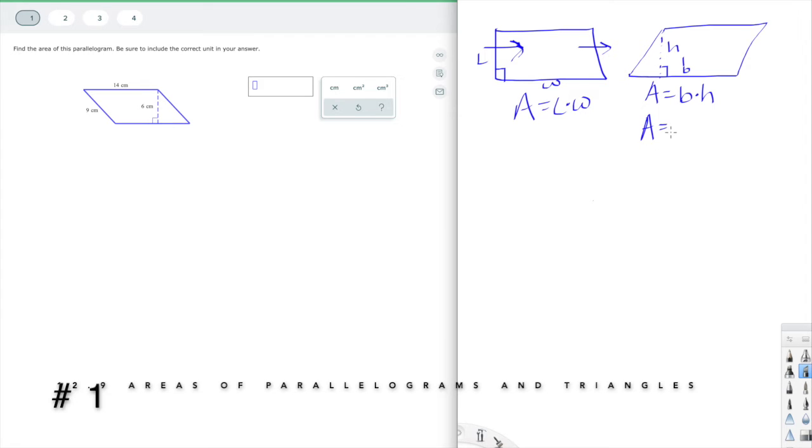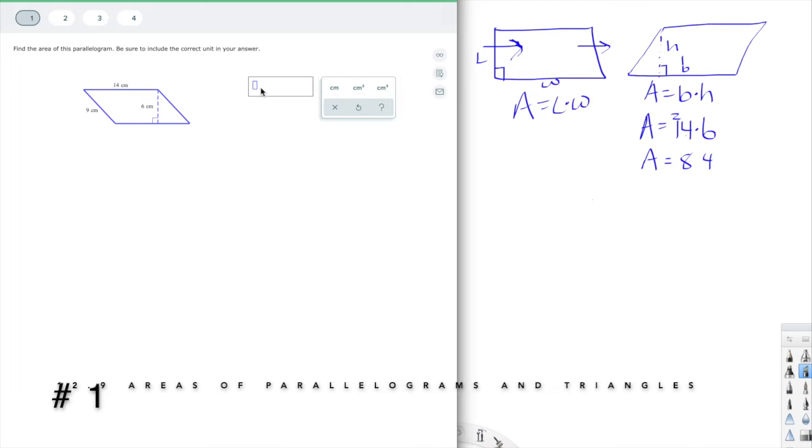So now we're going to go over here and we're going to look for the base. Now they put the measurement on the top. Here's 14. Remember, in a parallelogram, opposite sides are congruent. So if the top is 14, the bottom is 14. And then the height is 6. So we just want to multiply these two together. 6 times 4 gives me 24. 6 times 1 is 6, plus 2 more is 8. So we get 84.